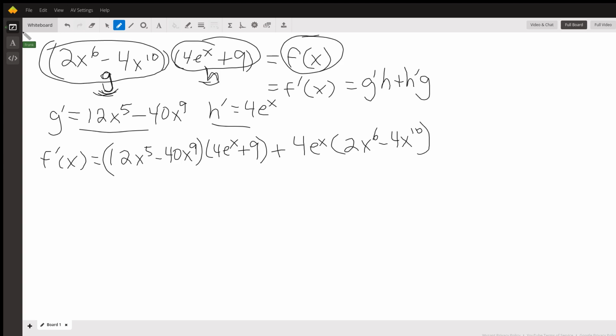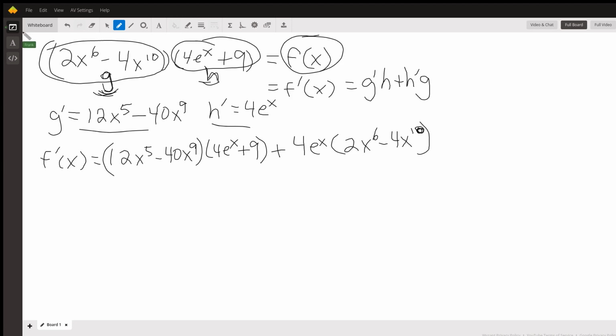The question says not to worry about expanding or simplifying or whatever. So there's the answer: f prime of x equals (12x to the 5th minus 40x to the 9th) times (4e to the x plus 9) plus 4e to the x times (2x to the 6th minus 4x to the 10th).